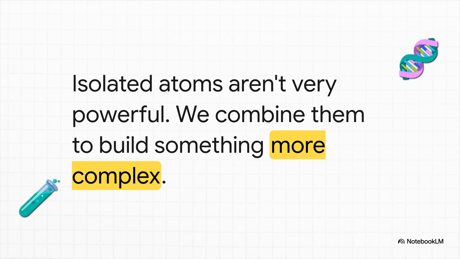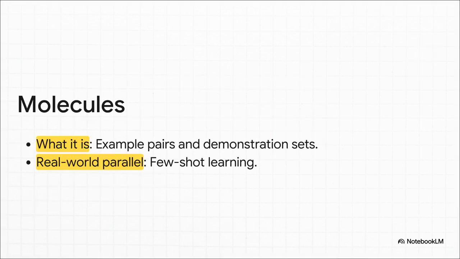So the next step is to combine them to create molecules. Molecules are patterns that we build from examples. This is the technique called few-shot learning. So instead of just telling the AI what to do, like write a funny tweet, you're showing it 3 examples of funny tweets.